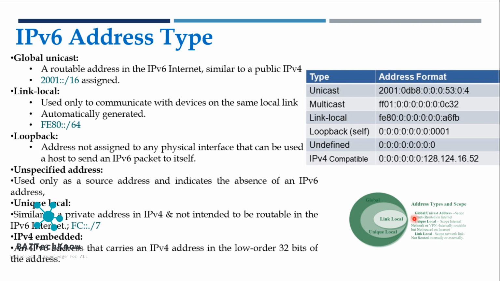For example, my laptop and my gateway. Then the loopback address, which you already know, and then the unspecified address, which is the same as 169 of IPv4, and then unique local. Every private address of IPv6 is unique local, and then definitely a unicast address, which is used for communicating with a single item.